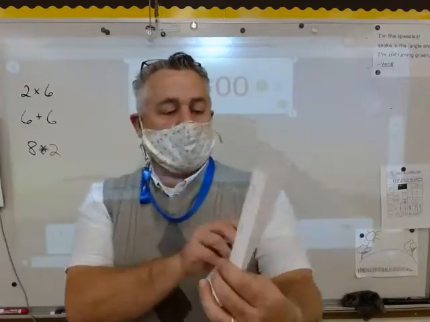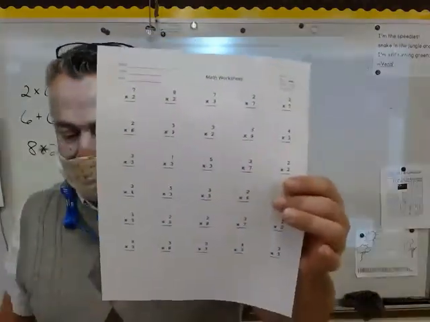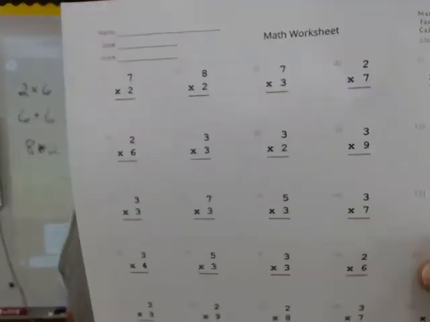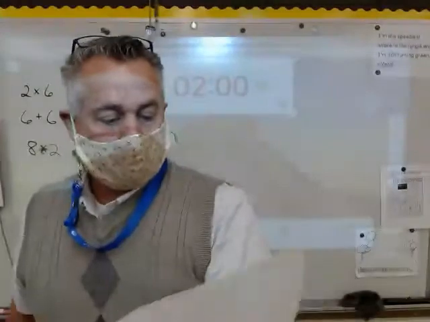Okay, Declan, we're going to do a time test. It's going to have 2s and 3s on it. This one is the one we're going to do. 7 times 2, 8 times 2, 3 times 7.